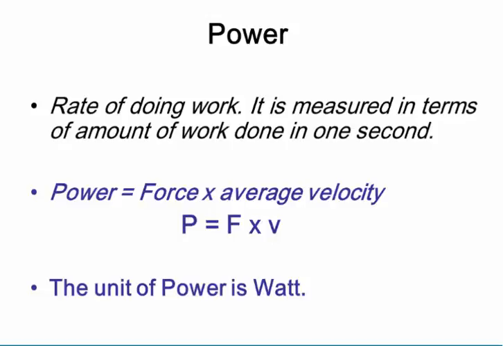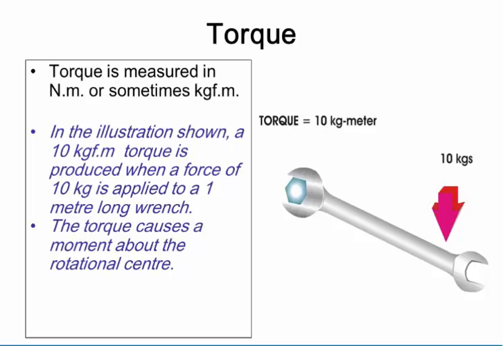Now, going back to power. We said power was the rate of doing work. It's measured in terms of the amount of work done in 1 second. Work was a force times the distance, remember? So if we then take that force over a distance, and then we look at the average velocity, how fast we moved across the distance, that now gives us our power. And the unit of power is watts. How much work is done by a mass moving through a certain distance in a certain time. So power then is the rate of doing work.